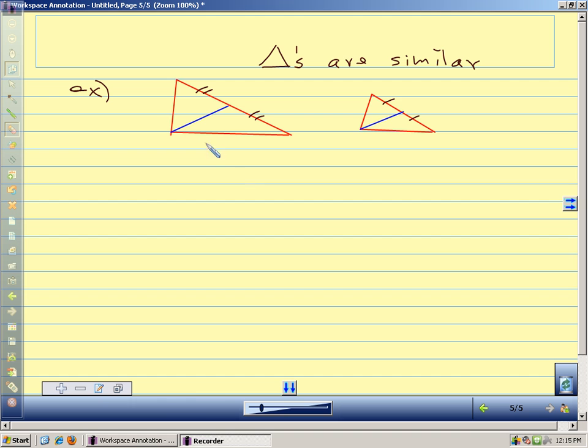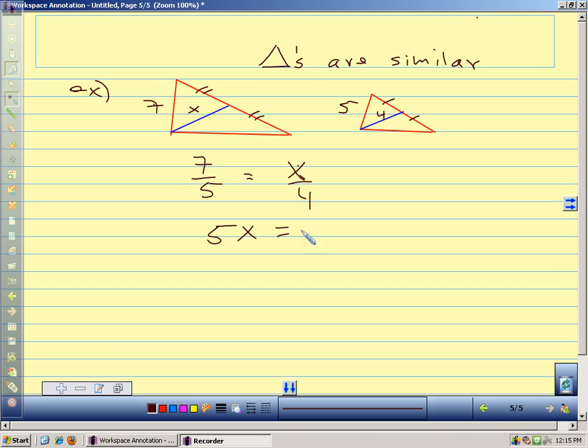And this side is 5. This side is, let me switch them around. This side is 7. This side is 5. This side is x. And this side is 4. So the blue segments are the medians because it divides this side in half. We know that the triangles are similar, so our medians are in the same ratio as the sides. So I can say 7 over 5 equals x over 4. Cross multiply, 5x equals 28. Divide by 5, and I finally get that x equals 5.6.